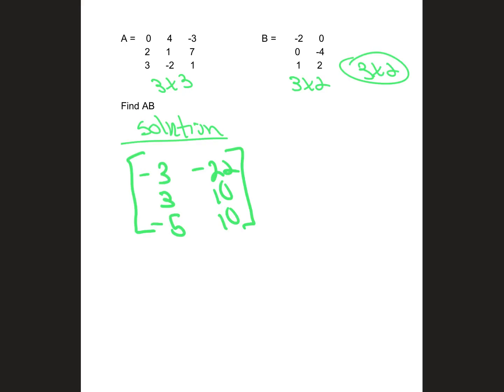Okay, again, if you did it correctly, your first column should be -3, 3, -5. Second column should be -22, 10, 10.